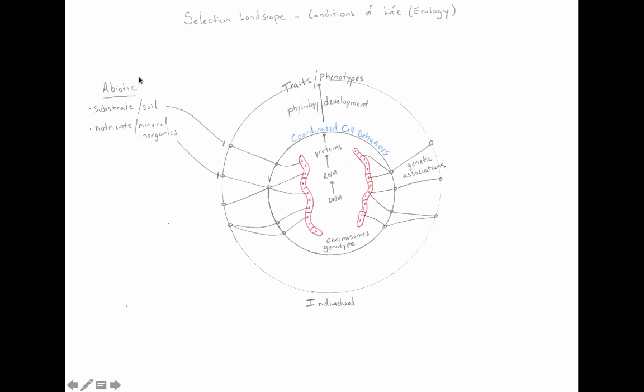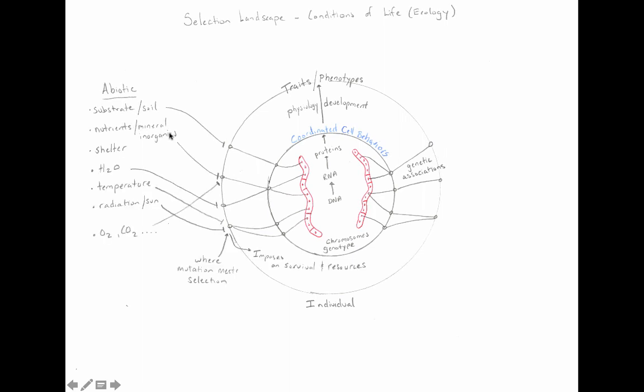And so then we have aspects of the environment that are abiotic, so non-living, so kind of the substrate and soil, the physical properties there, also the nutrients and mineral organics that are available, whether there's shelter in the environment, water availability, temperature, radiation, sun, oxygen, carbon dioxide. All these aspects of the environment are, in a sense, imposing on the individual's phenotypes and traits, imposing on its survival, maybe causing stress, and on the individual's ability to acquire resources that it can then allocate to building and maintaining and repairing the body. So this, again, is where mutation kind of meets selection.